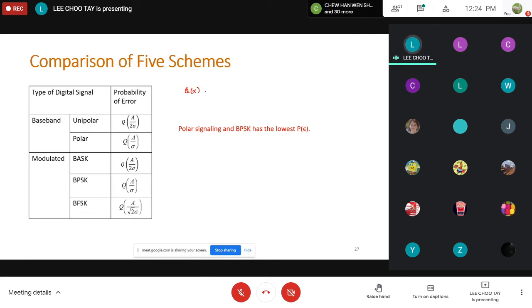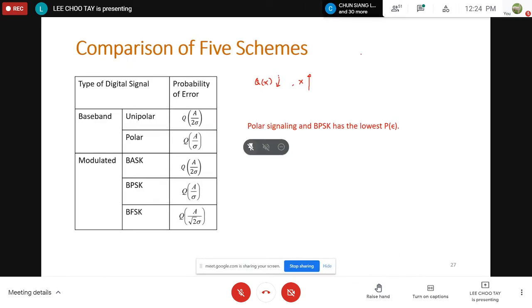Q of X basically will decrease when X increases. That is because the probability of error curve is like this. This is your probability of error, and this is your A over sigma. So we can find the probability of error using Q of X, where your x-axis is X. Therefore, the bigger the X is, the better the performance is, because the probability of error is lower. A lower probability of error means fewer chances that the detector will make a mistake in decoding the binary information.